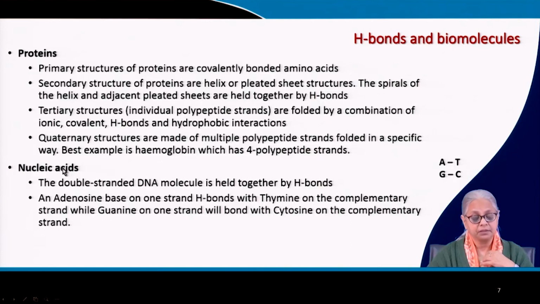Then we come to nucleic acids. So nucleic acids, you have either DNA or RNA, and we will take a look at both of them in the second half. The DNA is a double-stranded molecule. I'll show you the structure, like I said, in the second half, where complementary nitrogenous bases, adenine will bond to thymine on the adjacent strand. So you have 2 strands, adenine on one will bond with thymine on the other, guanine on one will bond with cytosine on the other, and these bonds are hydrogen bonds.